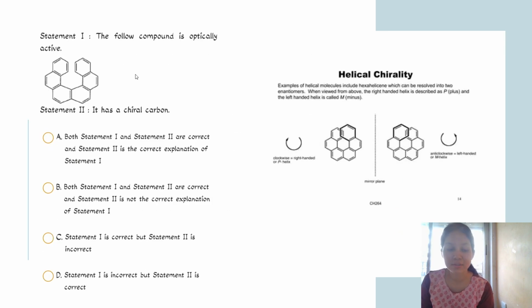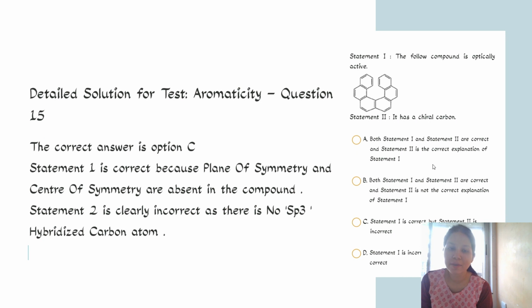And lastly, we talked about helical chirality of these kind of systems, which do not possess any chiral carbon on it, and do not possess any chiral axis, but due to its helical geometry, it becomes stereogenically active, and they possess an enantiomer in this fashion. Okay, so with this we have come to the end of this.